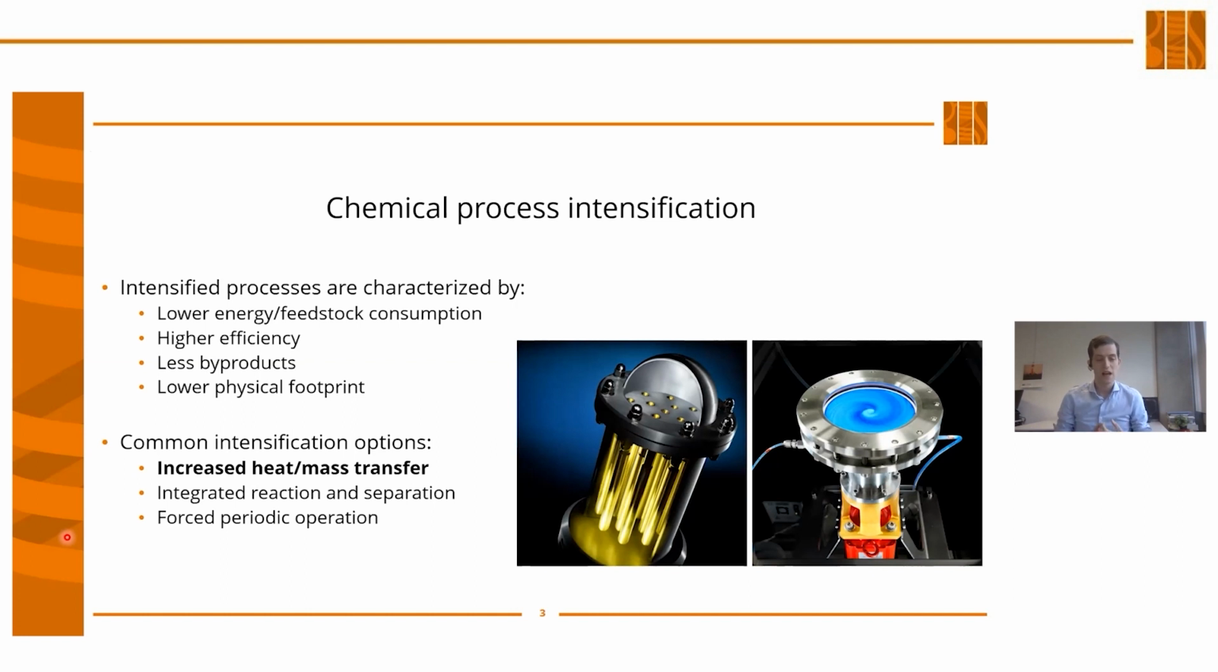And the final one is forced periodic operation. So we have already heard about catalyst deactivation today, and what we can do is not feed the same gas mixture to a reactor 24/7, 365 days a year, but sometimes switch the gas mixture to either manage the heat better or to regenerate the catalyst. And in any case, make for more optimal operation. And today we'll be looking specifically at that heat and mass transfer.